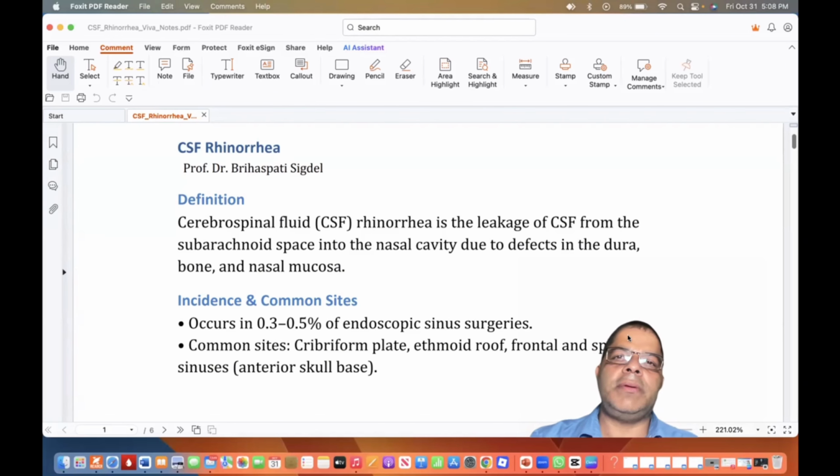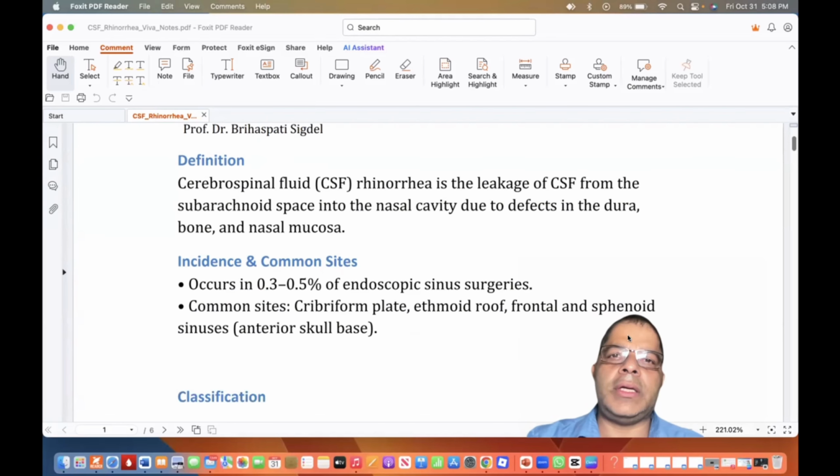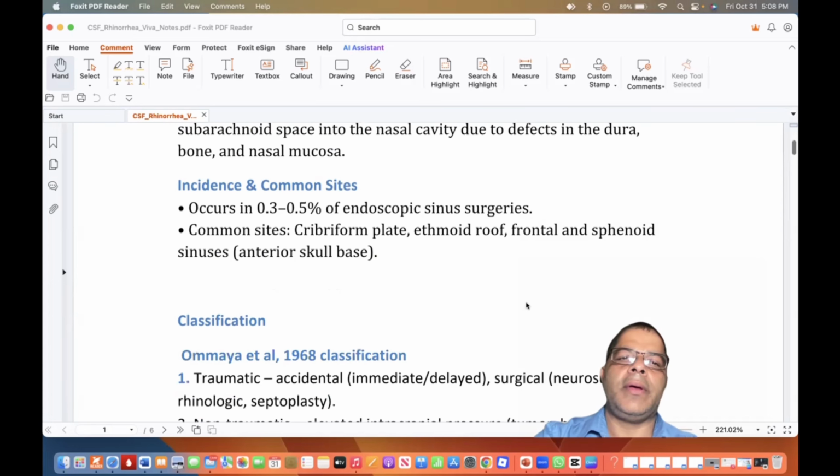Okay, now we start from the definitions. CSF rhinorrhea is a leakage of CSF from the subarachnoid space to the nasal cavity. If you see, the brain is here and the nose here. This is the roof. So if there is a hole in the roof that separates the brain and nasal cavity, that leads to CSF leak from that hole. There must be a defect in the dura, maybe in bone or nasal mucosa.